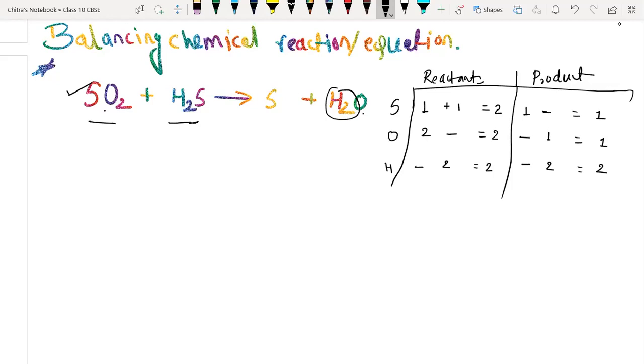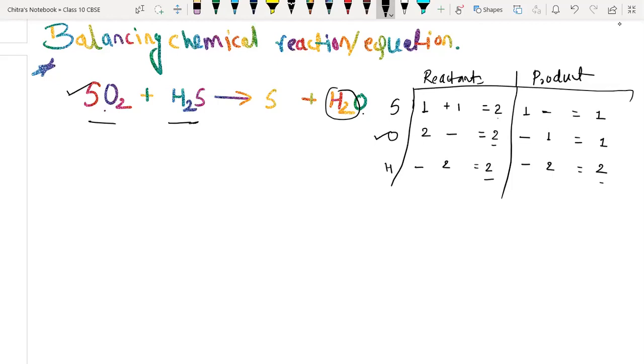Okay, if we compare the reactant and product sides, hydrogen is balanced now, because we had 2 and here also we had 2. Sulfur we have 2 on the reactant side, but on the product side we have only 1. So first we have to balance the oxygen atom, because on the product side we have 1 and on the reactant side we have 2. So we have to balance oxygen first.